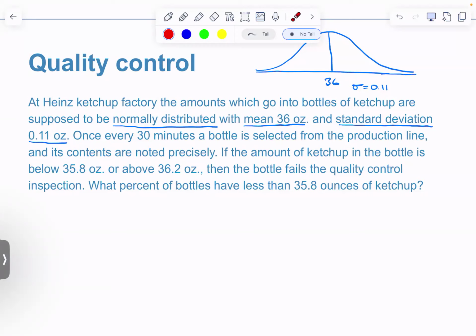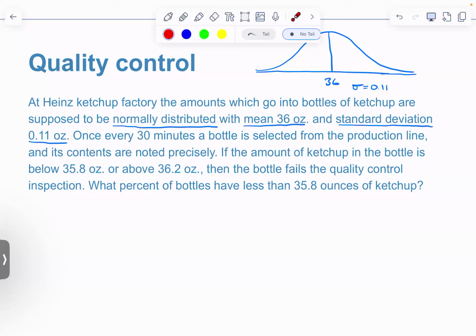Once every 30 minutes, a bottle is selected from the production line, seems reasonable, and its contents are noted precisely. If the amount of ketchup in the bottle is below 35.8 ounces, that's below the mean, or above 36.2 ounces, that's above the mean, then the bottle fails the quality control inspection.